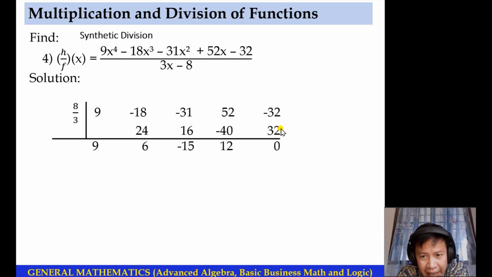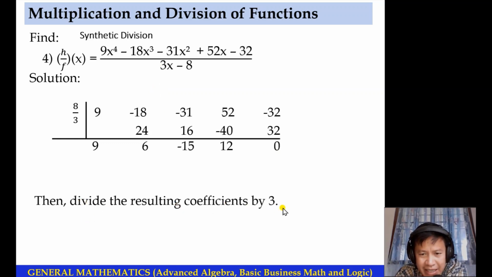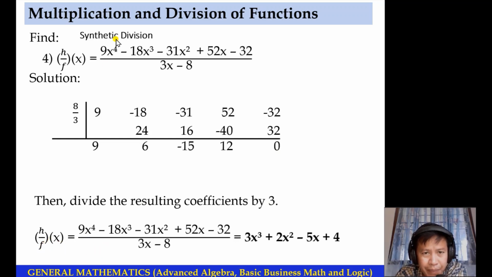Okay, did you understand? Now, after that, what you need to do is, since our coefficient of the first term is 3, you are going to divide all the resulting coefficients here by 3. So therefore, then divide the resulting coefficients by 3, and the quotient would be, copy our problem. Okay, 9x raised to 4 minus 18x raised to 3 minus 31x squared plus 52x minus 32 all over 3x minus 8 is equal to, okay, 9 divided by 3 is equal to 3.